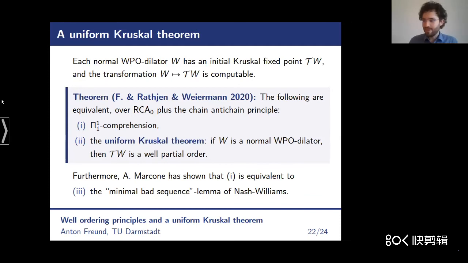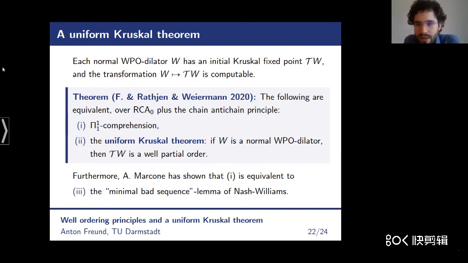And now I can finally formulate this main result that I was trying to get at. Similarly to what we had before, if you have a normal transformation of well partial orders, then you always have an initial or smallest Kruskal fixed point, which I denote by T of W, and also this transformation of W into the fixed point T of W is computable.